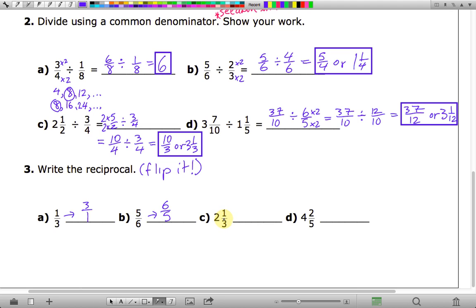The reciprocal of 2 1/3, well, that's a little bit tricky because first you have to change it to an improper fraction, then you can flip it. And again, part D, you need to change it to an improper fraction first. So that would be 4 times 5 is 20 plus 2 is 22 fifths. Sorry, these two things are obviously equal to each other. And now changing that to the reciprocal, that's 5 over 22.